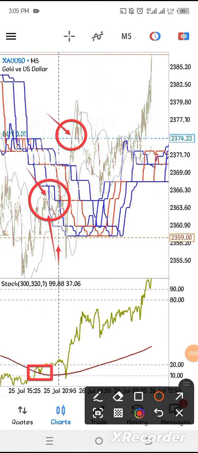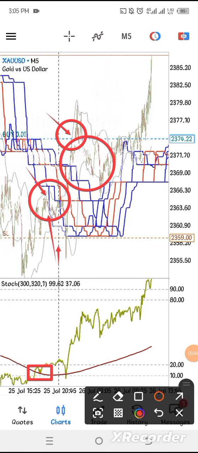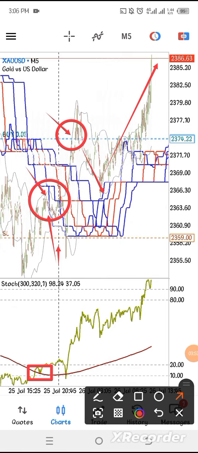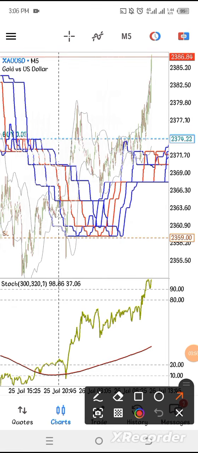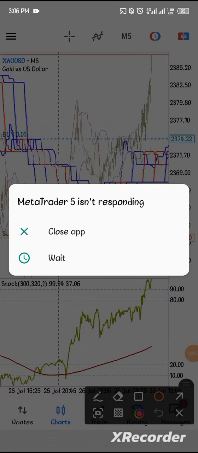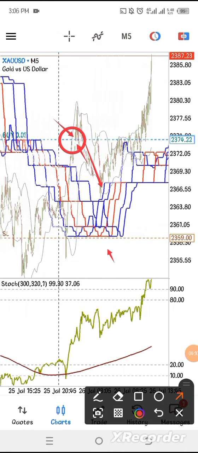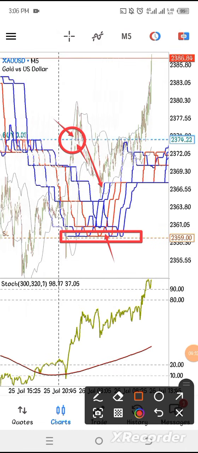But we had a pullback to this side. We had a pullback to touch the Ichimoku and then bounce back up in our direction. Guys, this is a very good entry. We took this entry right from this place. Here is where our stop loss is. We put our stop loss here. We had a pullback to this side, and later the market pushed up in our direction.